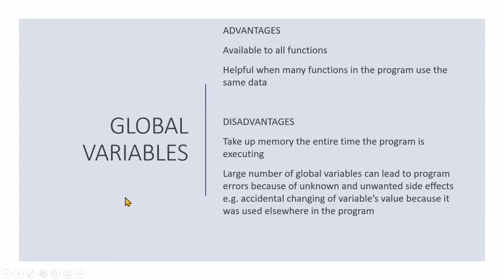Now coming to global variables, what are the advantages? When we have global variables, those values will be available to all functions, and therefore we would use global variables when we want that data to be available to all functions within the program. What are the disadvantages? As mentioned on screen, since we declare global variables at the top of the program, they're going to remain in memory until the program finishes execution, and therefore they're going to take up memory space.